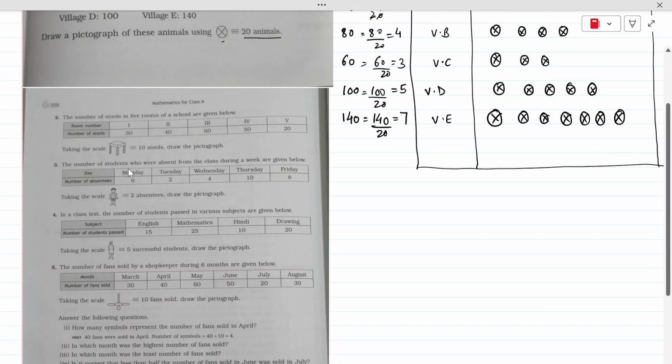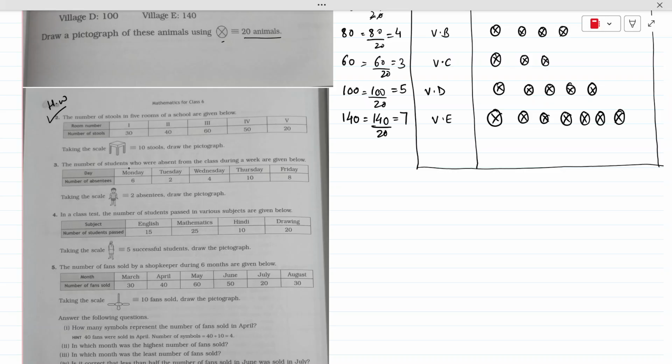Next question is, the number of stools in 5 rooms of a school are given below. So there are 5 rooms, class 1, class 2, class 3, class 4 and class 5, and the number of stools to sit are given to us as 30, 40, 60, 50 and 20. Now we have to take the scale of one picture of a stool equal to 10 stools and draw the pictograph. So kids, this is very similar to the question we have done here, and I am giving you this question as homework. Let's move to the next question and see if it is different.